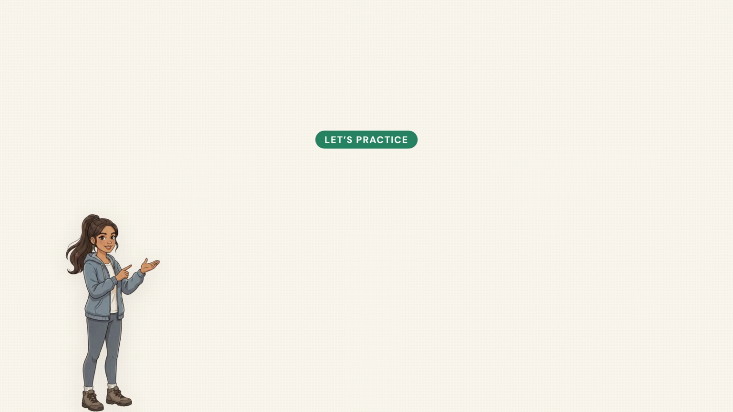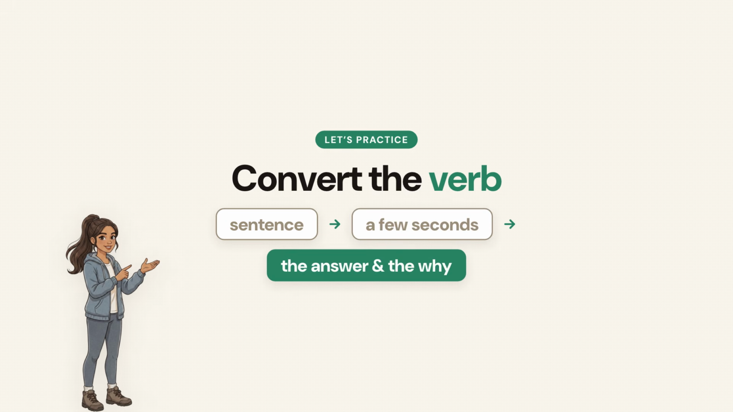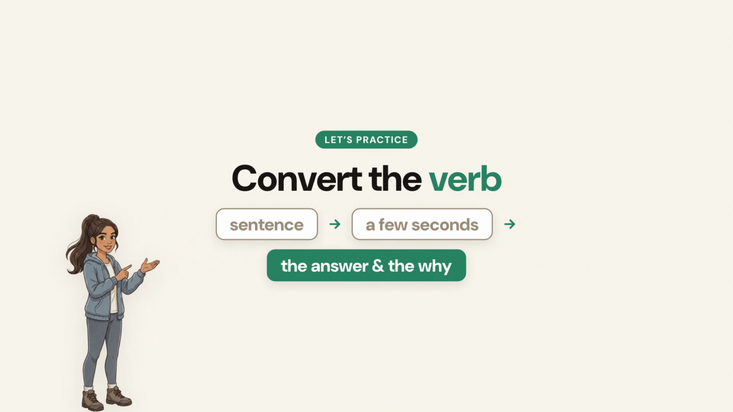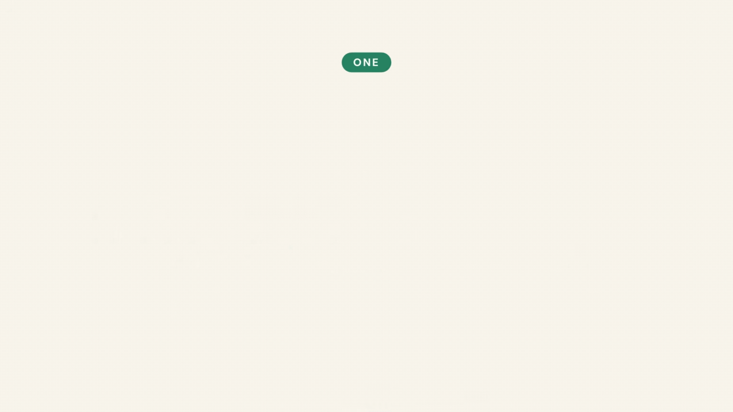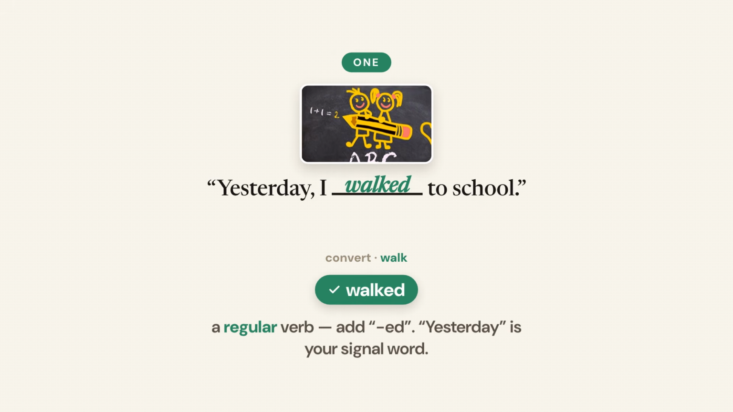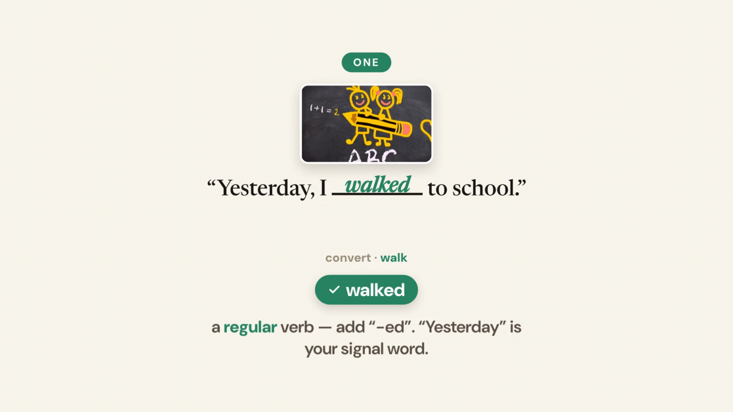Let's practice. I'll give you a sentence with a gap. Your job. Convert the verb into the simple past. I'll give you a few seconds, then the answer and the why. Pause anytime you need longer. 1. Yesterday, I walked to school. The answer is walked, a regular verb, just add ed, and yesterday told you it's finish time.